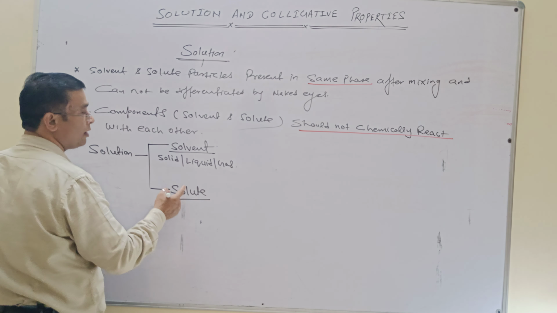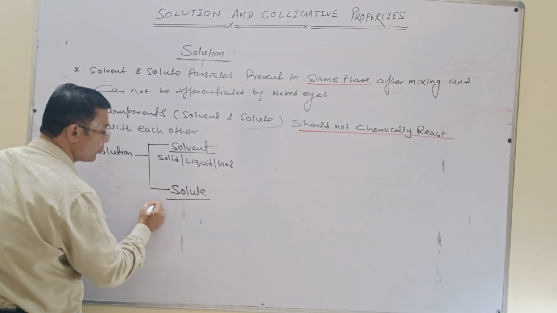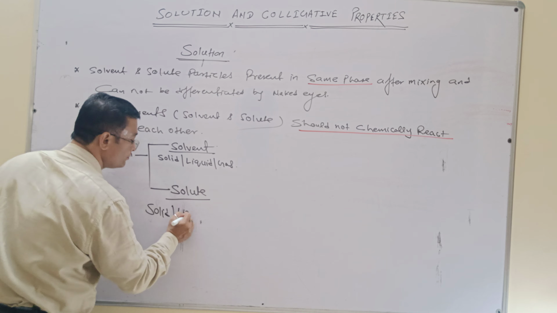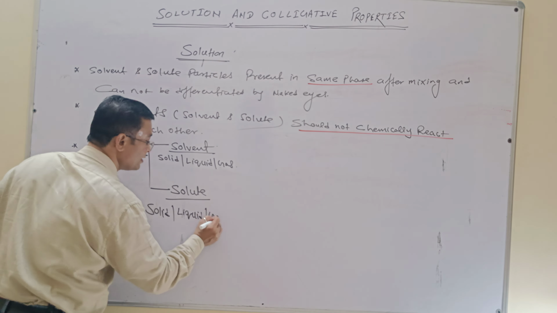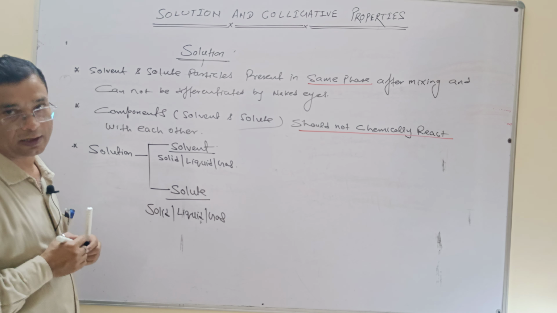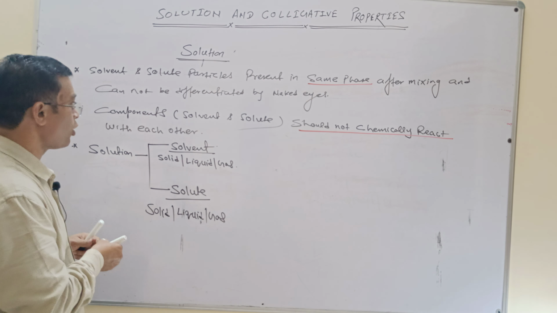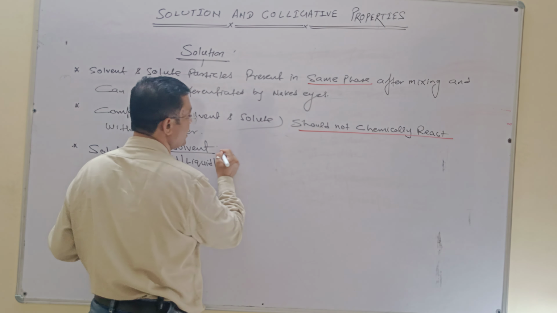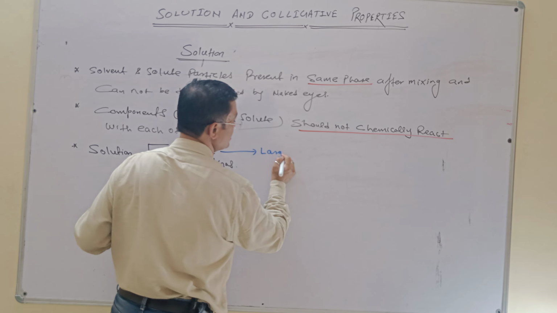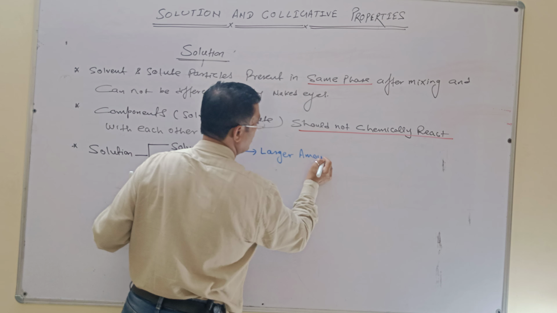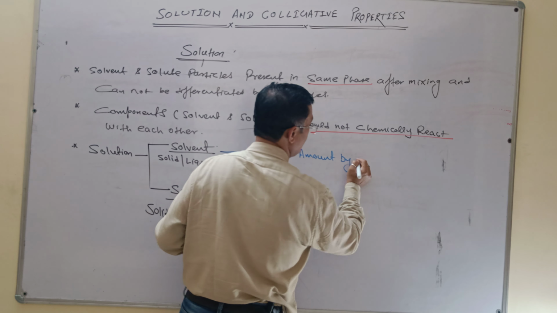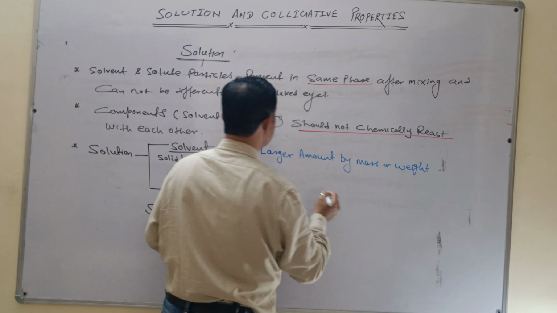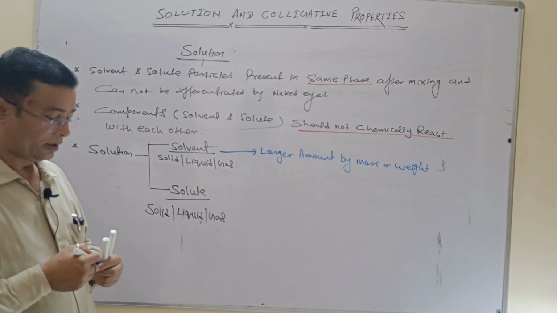What is the solute? Like the solvent component, the solute component may also exist in form of solid, in form of liquid, in form of gas. In any of the physical state, it can also exist. Then what is the solvent? It is the component of solution which is present in larger amount by mass, larger amount by mass or weight. This is called as the solvent component.